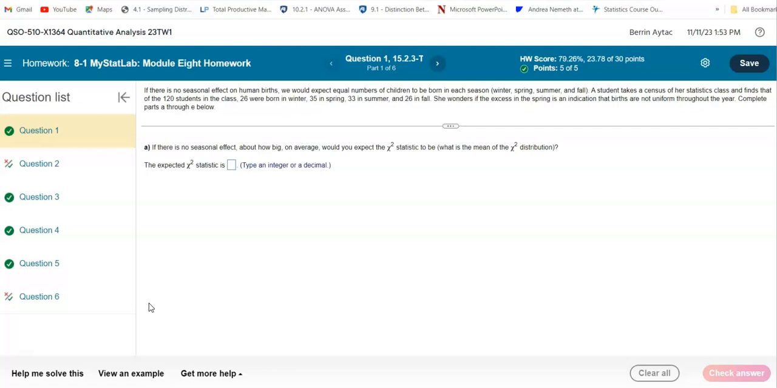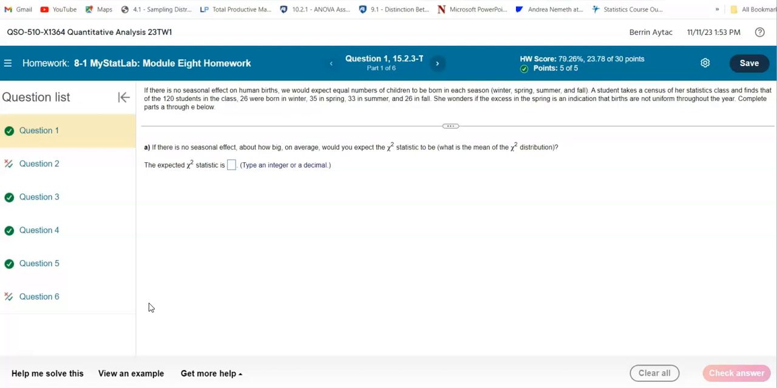So what we expect is an equal number of children in each season. The categorical variable here is seasons, and it has 4 categories: winter, spring, summer, and fall. And we would like to see if we expect an equal number of children in each season.